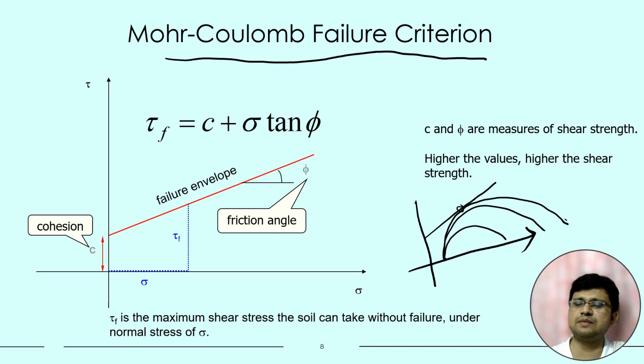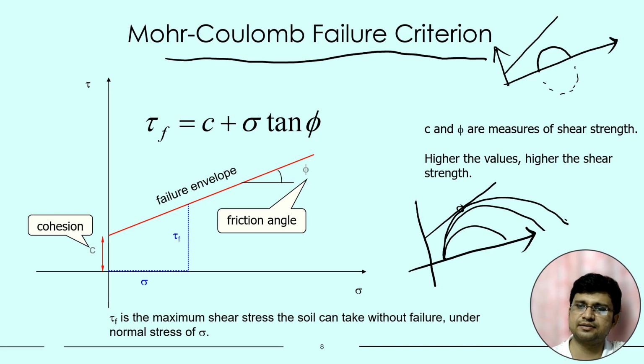Normally for a geotechnical problem, one thing we have to remember is that the Mohr circle is symmetrical with respect to the x-axis. The upward direction and downward direction are both the same. So normally we consider only the upward direction. We do not draw the downward direction. But this will be the Mohr-Coulomb failure criterion.